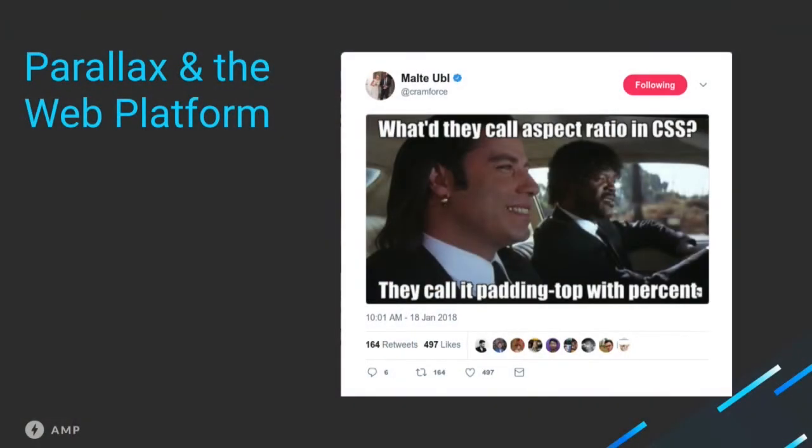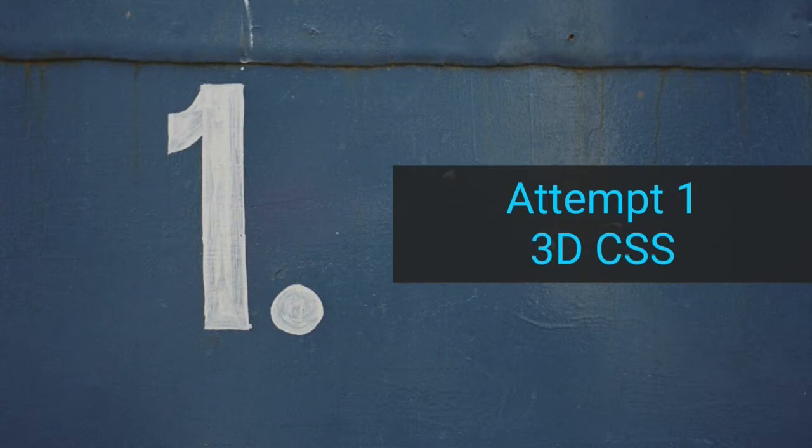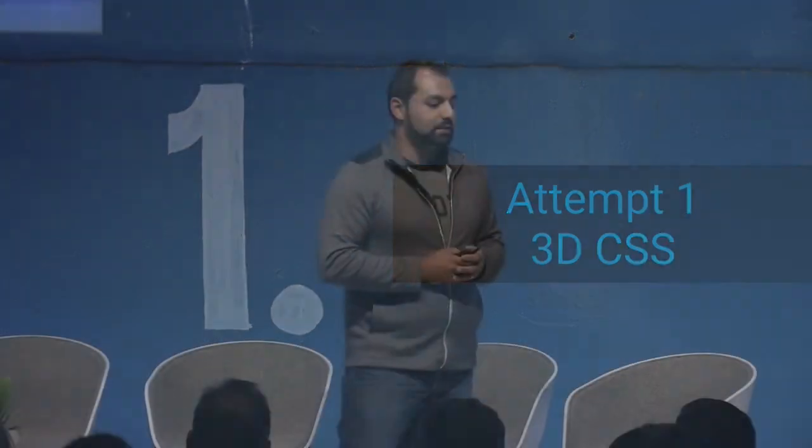Well, like many other things in the web platform, there is no primitive for Parallax. But there are many other primitives which can be hacked together in innovative ways to create new things. And that's one of the beauties of the web platform. So let's talk about the first hack we tried. It has something to do with 3D support in CSS.